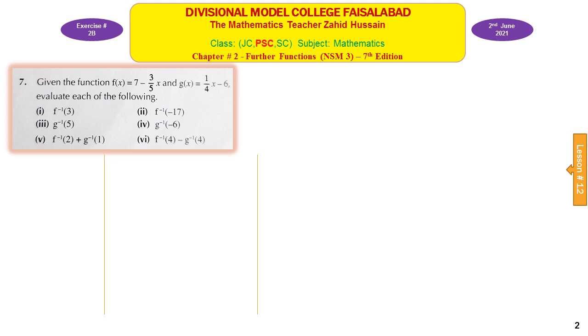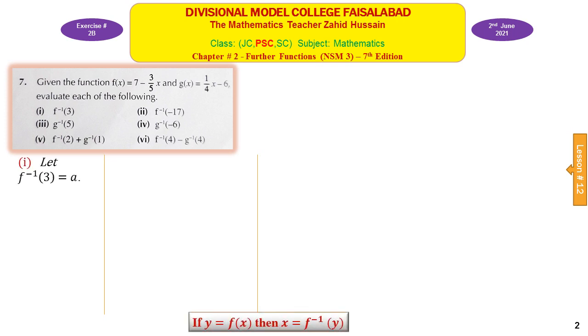You can solve this problem by finding the inverse of these two functions first, and then put x equal to 3 in the inverse function. But without finding the inverse, when you are not asked to find the inverse, we will use the definition. This is the definition of the function: y is equal to f of x, and x is equal to f inverse y.